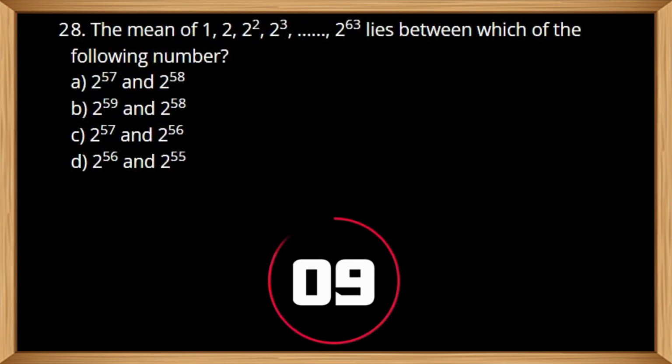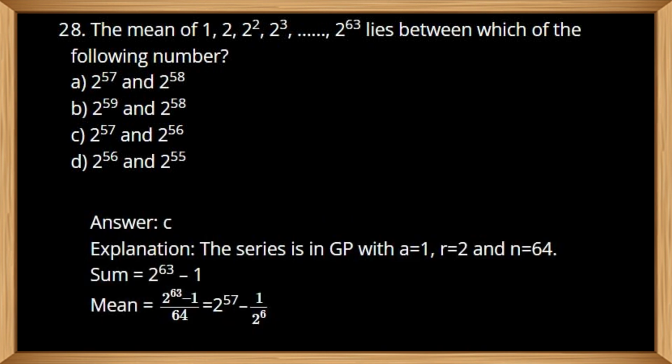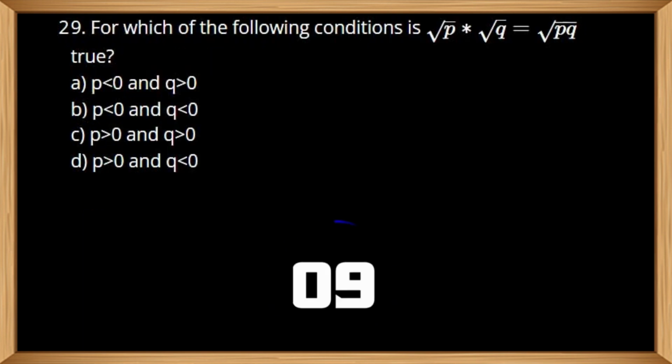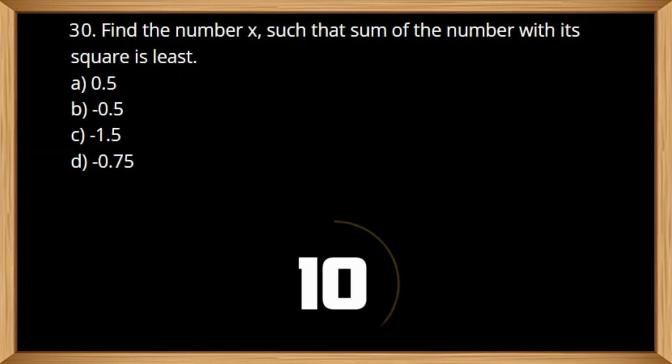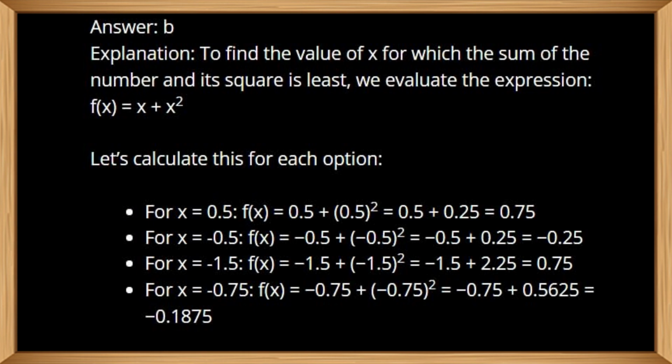The mean of 1, 2, 2 square, 2 cube up to 2 power 63 lies between which of the following numbers? Option C 2 power 57 and 2 power 56. For which of the following conditions is root under p into root under q equal to root under p into q true? Option C p greater than 0 and q greater than 0. Find the number x such that the sum of the number with its square is least. Option B minus 0.5.